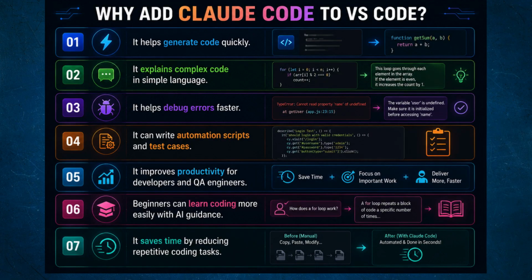Why add Claude Code in VS Code? Here are some major benefits. It helps generate code quickly. It explains complex code in simple language. It helps debug errors faster. It can write automation scripts and test cases. It improves productivity for developers and QA engineers. Beginners can learn coding more easily with AI guidance. It saves time by reducing repetitive coding tasks. So basically, Claude acts like an AI coding assistant directly inside your editor.